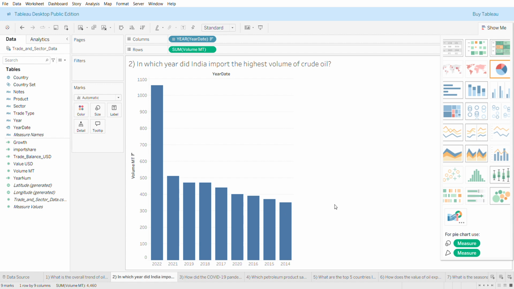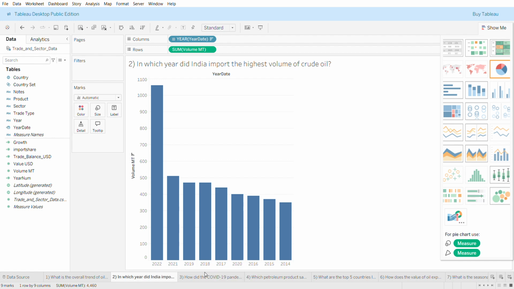This indicates rising energy demand in recent years. And from 2014 to 2022, the volume of crude oil is increasing. Here I have used descending order to get 2014 to 2022.